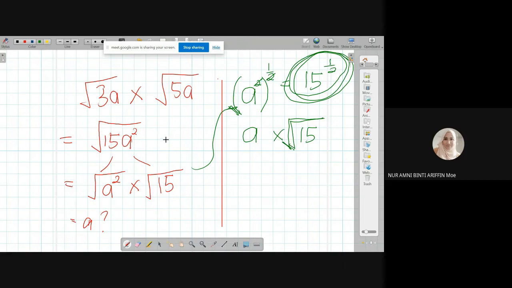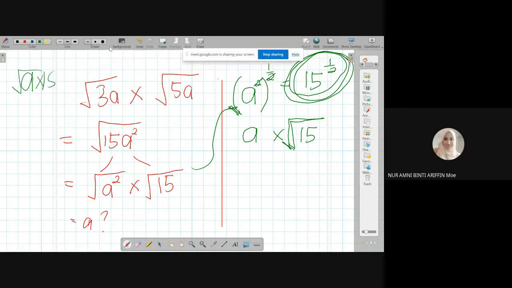Okay. Teacher, I confused because I thought it was A square root 15, not A times square root 15. A times square root 15. Wait a moment. A times. But I understand already. Kyrie. No, I thought A square root 15. A square root 15. No. Teacher, nothing.